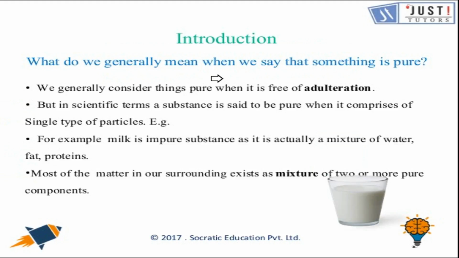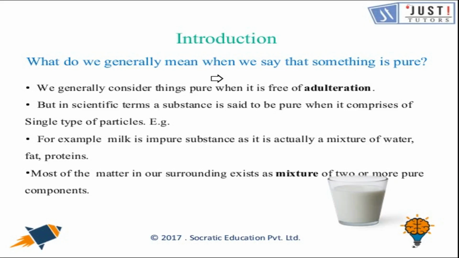In general sense, anything which is free of adulteration is called pure. So if something unwanted is not added in the food item, then we say it's pure. But in scientific sense, the definition of pure is a little bit different. When anything is made up of only one type of particles, we call it pure.